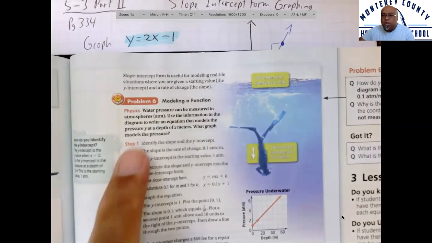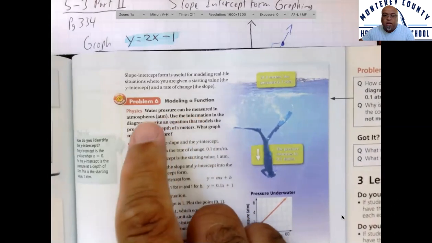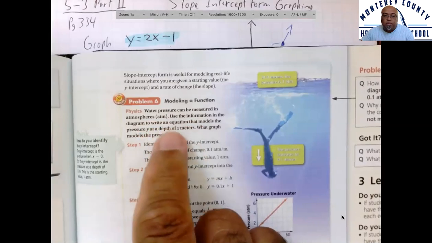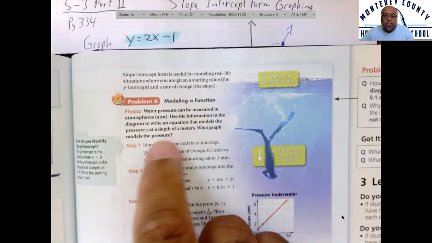But anyways, modeling a function, it says physics. Water pressure can be measured in atmospheres called ATMs. Use the information in the diagram to write an equation that models the pressure y at the depth of x meters. What graph models the pressure?